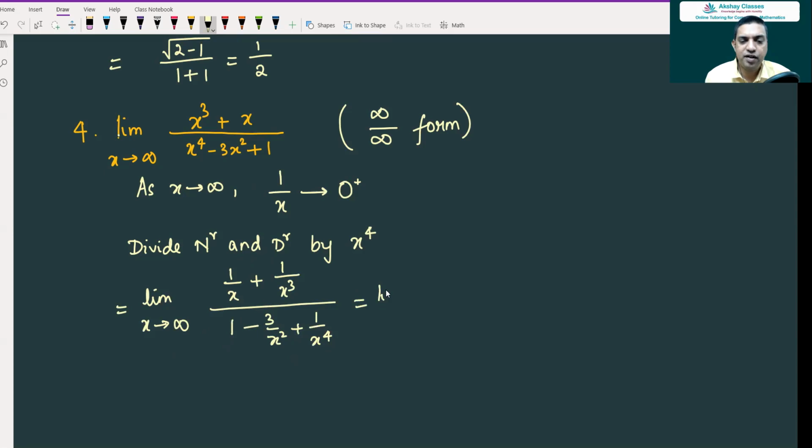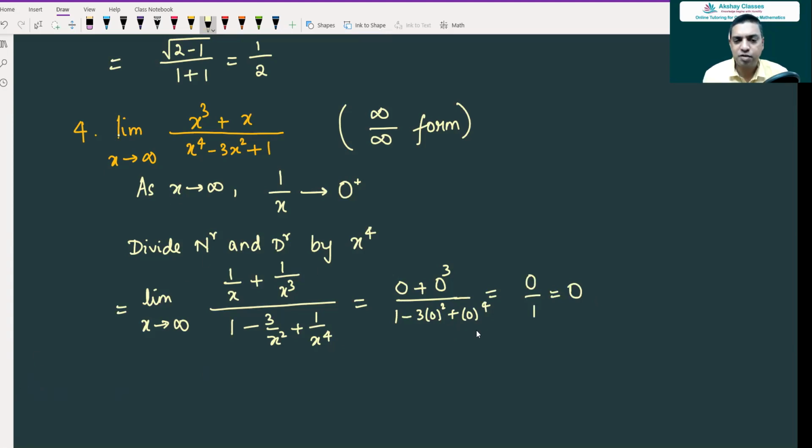Now, as x tends to infinity, what happens? The numerator 1 by x tends to 0. This is 1 by x whole cube, so 0 cube. 1 minus 3 into 0 square plus 0 power 4. So all are zeros. So I get numerator going to 0, denominator going to 1. So I get the value 0. This is how we need to do it.